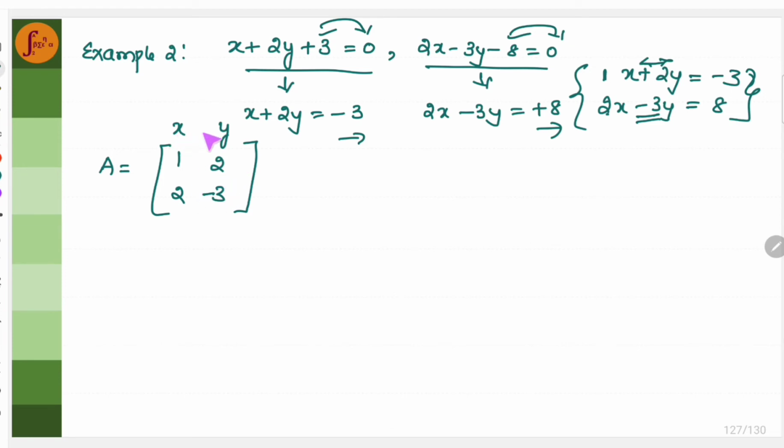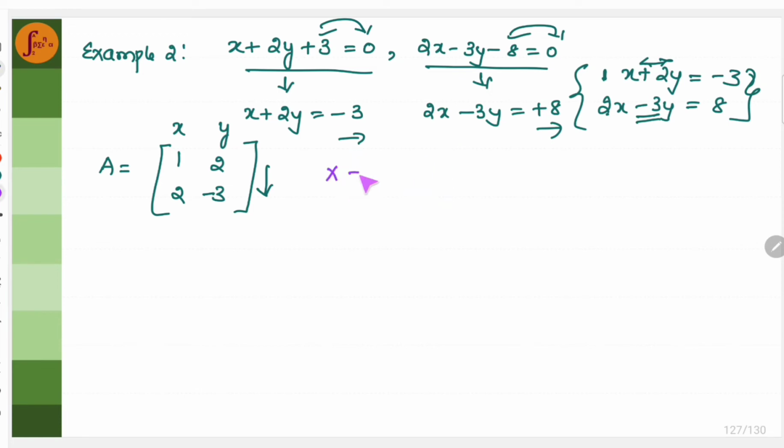The reason why I'm writing x and y as headings is that there is a possibility that you will swap this entire thing. These are normal mistakes that people make. They will write 1 and 2 horizontally instead of writing it vertically. Similarly, you can write it like this, right? Let's not make that mistake. That's why it's better to put the headings x and y initially, until we get enough practice.